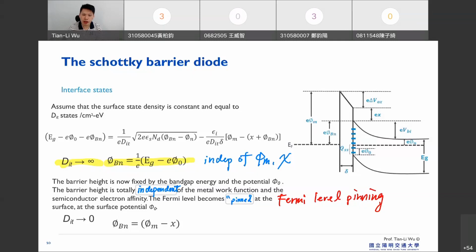adjust the barrier height freely by considering different metals, because Fermi level pinning makes it a kind of fixed barrier height. So that creates a problem. Once we consider the ideal case where the interface state density approaches zero, which is the perfect case we want, our barrier height can be easily adjusted by the metal work function and also the electron affinity.